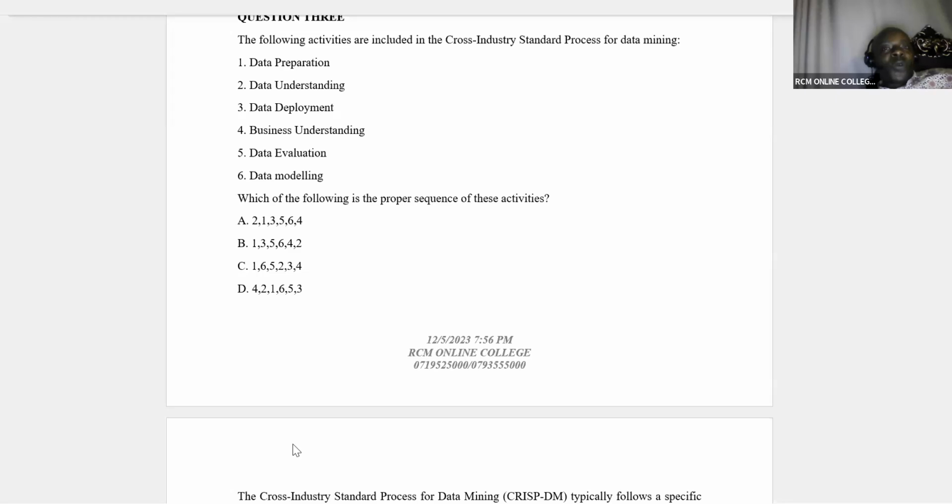Yeah, the first thing is to understand the business. So you come to CRISP-DM, before even understanding the data, you must understand the business. So business understanding, yes. After you have understood the business, that's when you come to the next stage, which is data understanding. So we start with number 4, business understanding, and then we go to data understanding. After we understand the data, what do we do? After understanding data, what do we do?